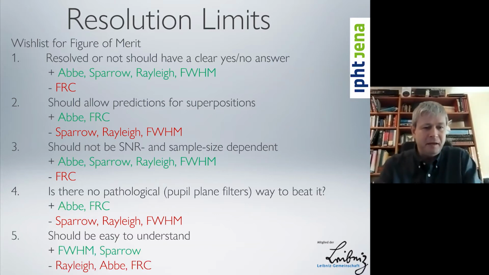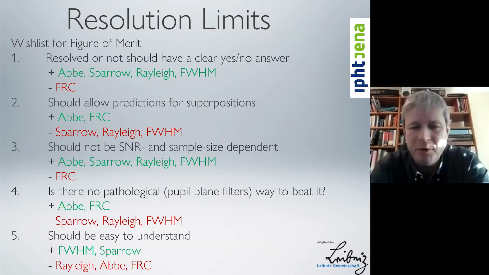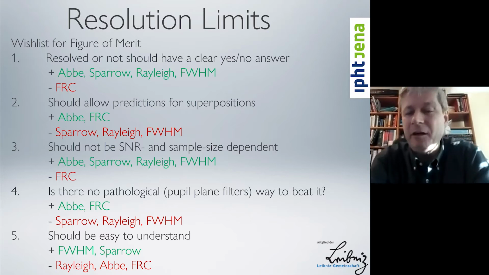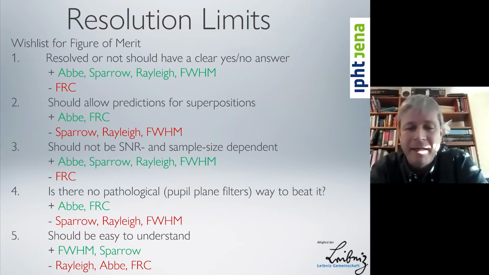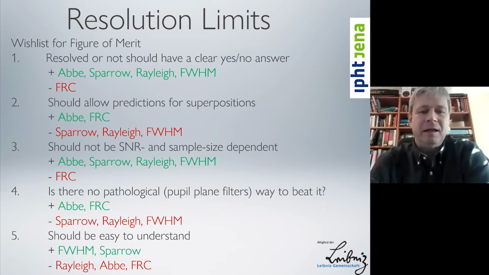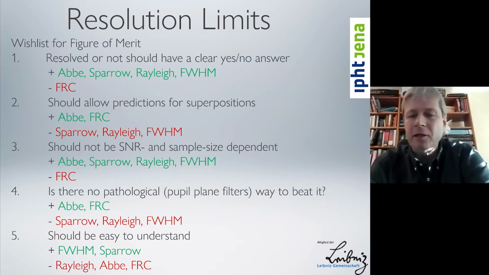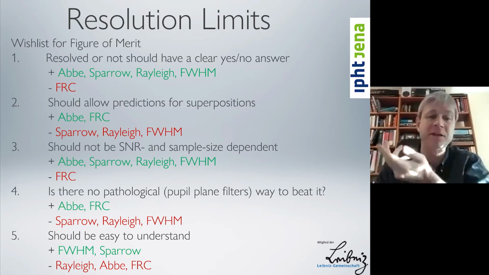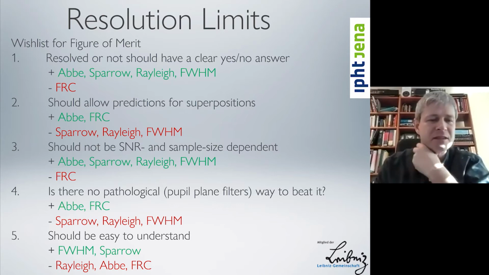And finally, it should be easy to understand, and that's the biggest problem with the upper limit, because the upper limit, in a way also the Rayleigh limit and the Fourier ring correlation, are kind of hard to understand. And that's, of course, I think the main reason why full width half max and the Sparrow limit are used, because they are kind of really easy to grasp when it comes to imaging point objects. And they are very useful also for characterization, because you can make objects that are point objects.